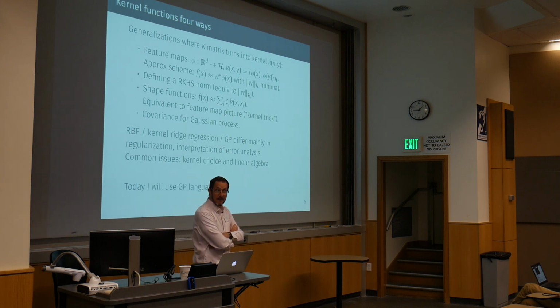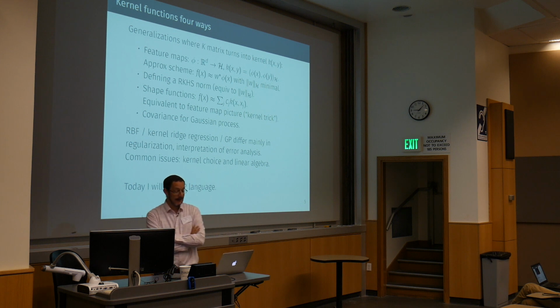I see 4 of them frequently, right? So one of them is you're defining a norm ball in some reproducing kernel Hilbert space. That's equivalent to the first one that I showed you. Another one is that you've got a covariance for a Gaussian process.